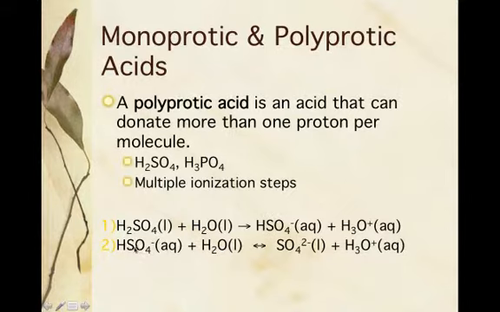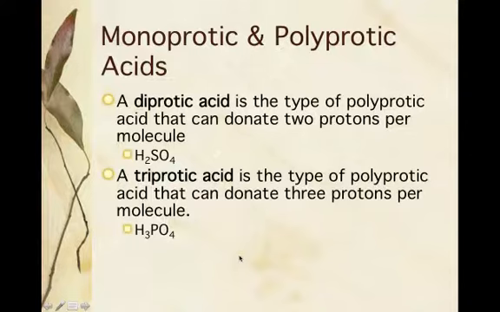So the species present: there's no sulfuric acid left, since it's a strong acid and all of it dissociates. The species are HSO4 minus and hydronium. But a little bit of this also dissociates, so we have some sulfate in there also. Take the H off one at a time. So diprotic has 2 protons, triprotic has 3. And we'll do weak acids on Monday.